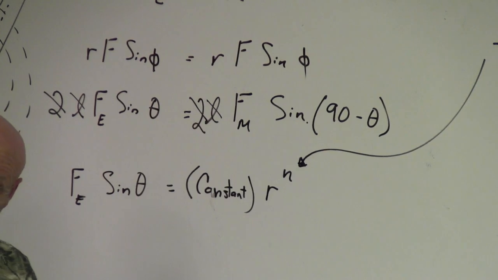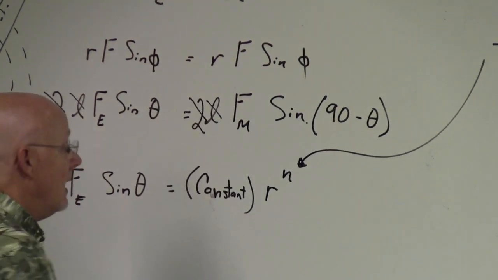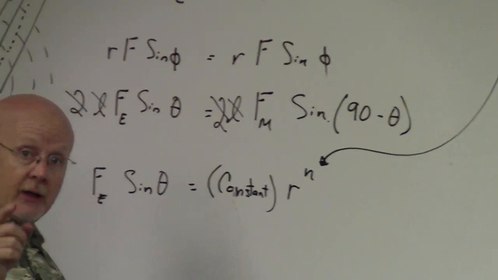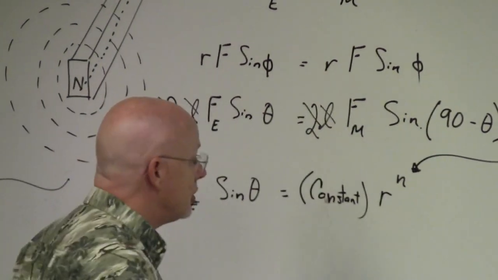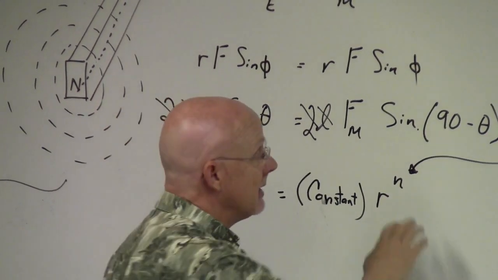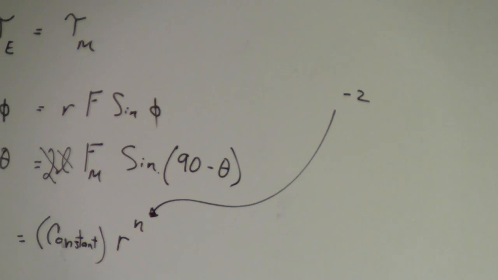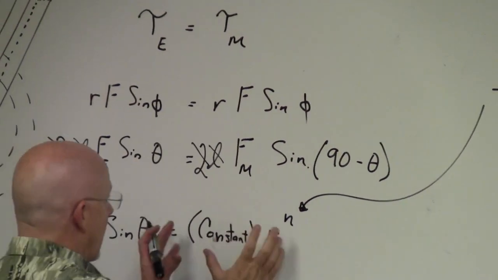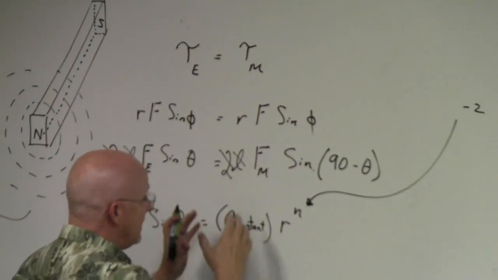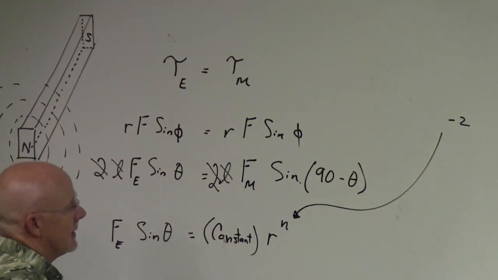So we're going to collect some data here in a little bit, and we're going to see if that's true. And so that's really the goal of this lab, is to show what is the value of n and hopefully get something close to -2. Okay? So that's how we are going to find the distance behavior of the magnetic field from a magnet.